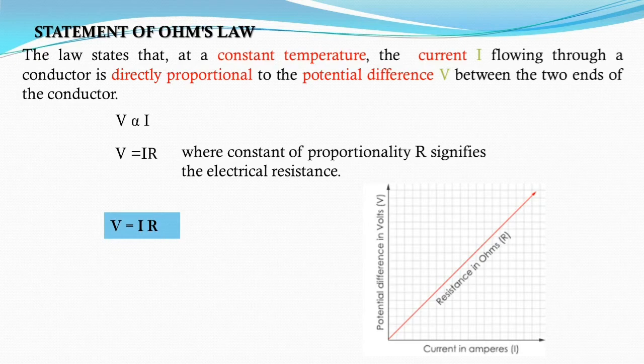The red line shows the linearity of potential difference and current, which will give you the value of resistance at any point. So if you are willing to find the resistance at any point, all you have to do is divide the potential difference by the current at that point. You will get the resistance, which will be constant throughout the graph.